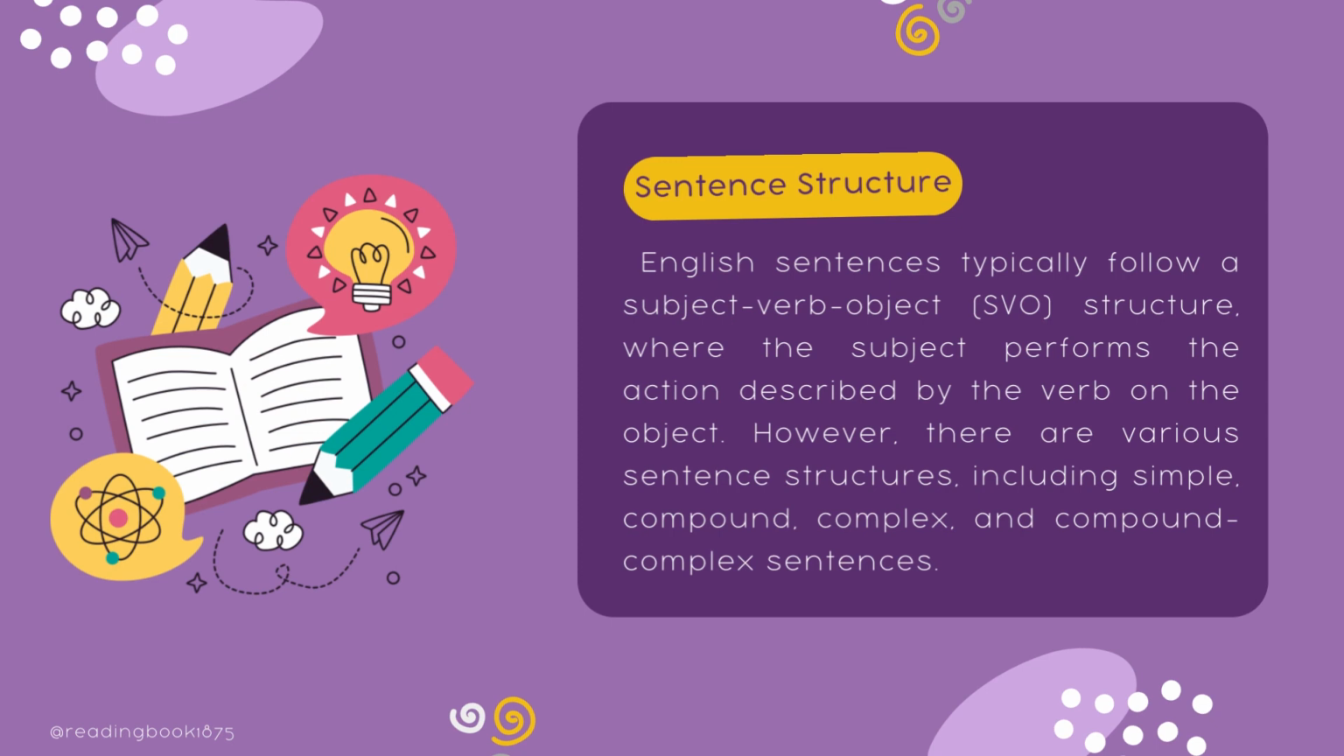Sentence structure. English sentences typically follow a subject-verb-object (SVO) structure, where the subject performs the action described by the verb on the object. However, there are various sentence structures, including simple, compound, complex, and compound-complex sentences.